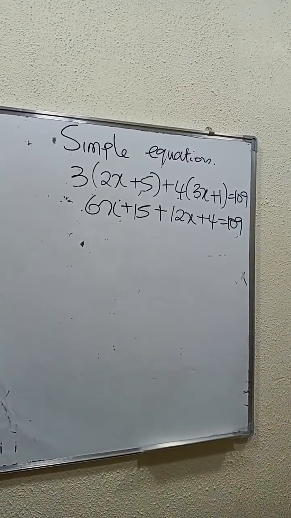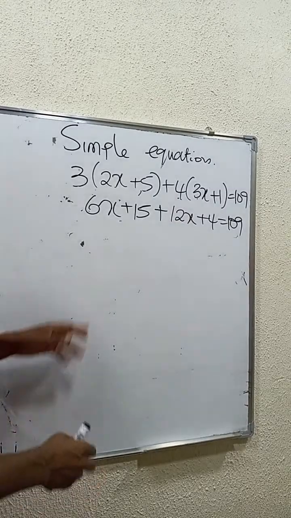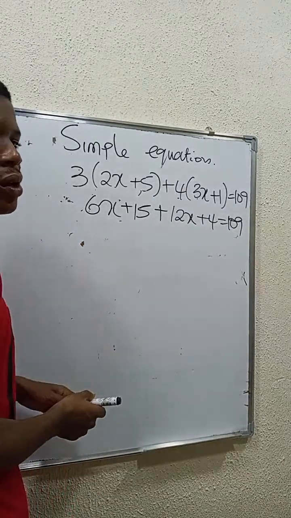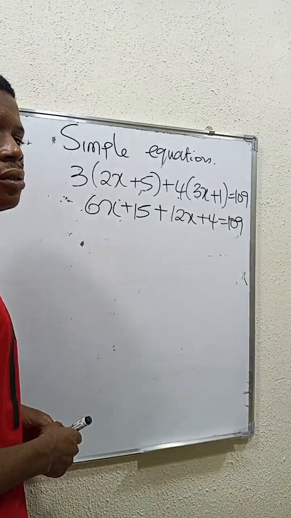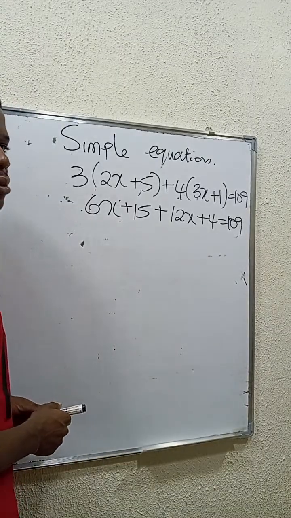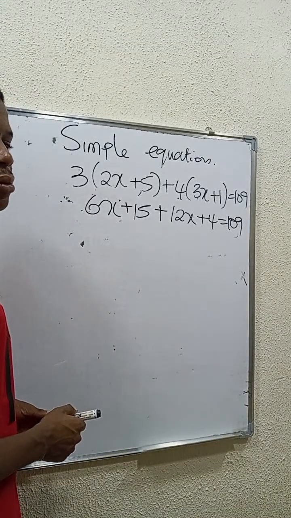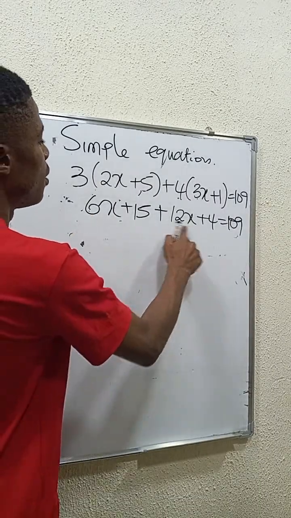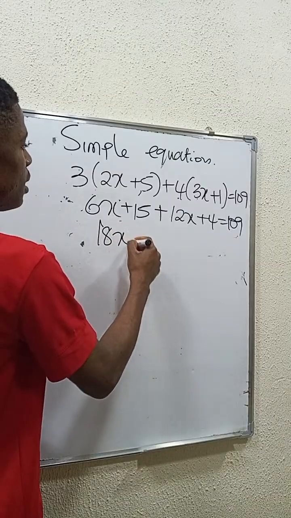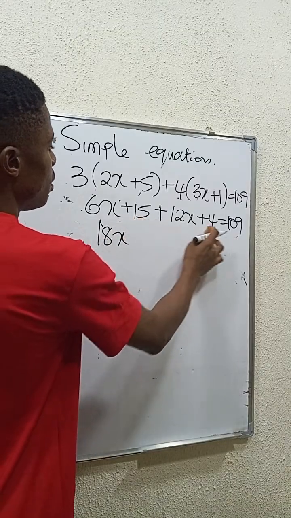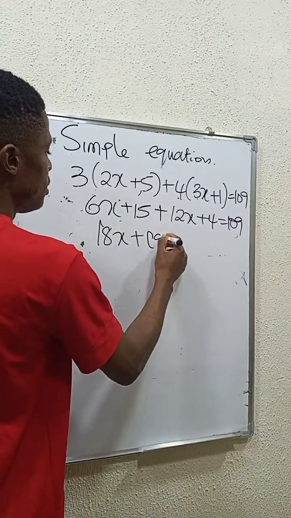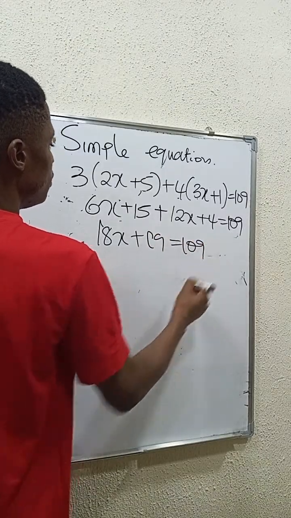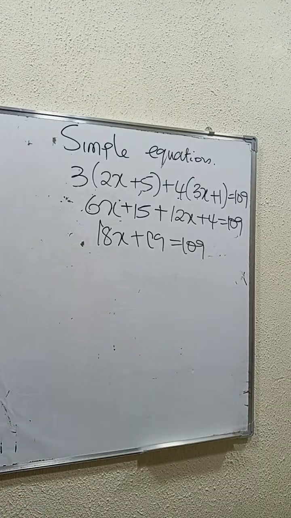Okay. So on getting this, we collect like terms. 6x plus 4x is what? 6x plus 12x, sorry, I made a mistake, is 18x. 15 plus 4 is 19, and that's equals to 109. Okay? Do you understand what I'm doing?